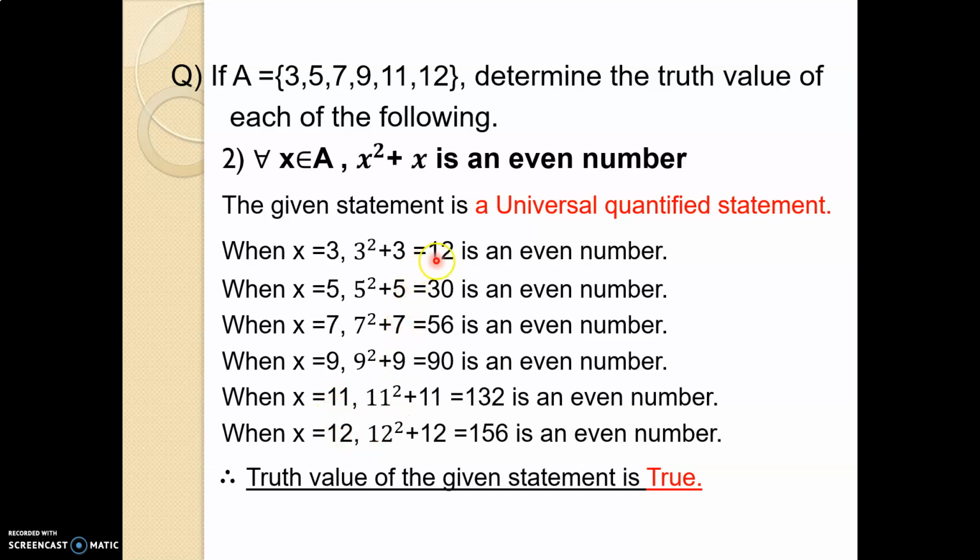For all the values it is satisfying because the result is an even number, which is the condition given here. So 12, 30, 56, 90, 132, 156 are even numbers. Therefore, the truth value of this universal quantified statement is true.